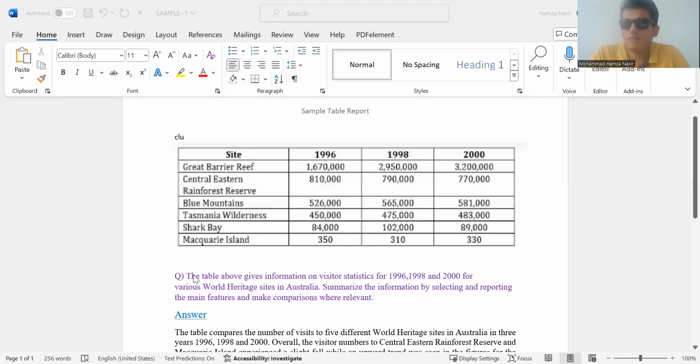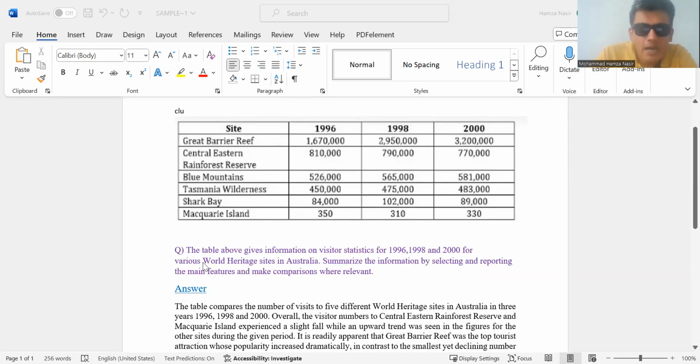The table above gives information on visitor statistics for 1996, 1998, and 2000 for various World Heritage Sites in Australia. Summarize the information by selecting and reporting the main features and make comparisons where relevant, right?